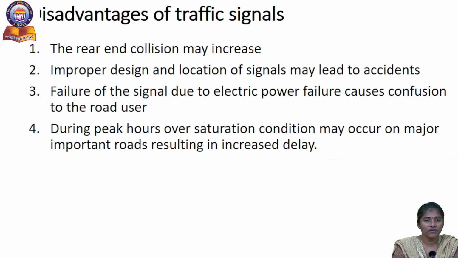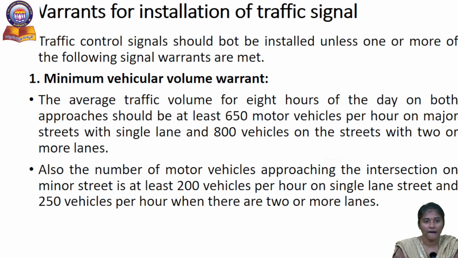Coming to the disadvantages of traffic signals, when we provide traffic signals, there will be more chances of rear end collisions. Improper design and location of signals may lead to accidents. Whenever the signal fails at some intersection due to electrical power failure, it causes a lot of confusion to the road user. During peak hours, oversaturation conditions will occur on major roads, and vehicles may have to wait for more number of cycles to cross that particular intersection.